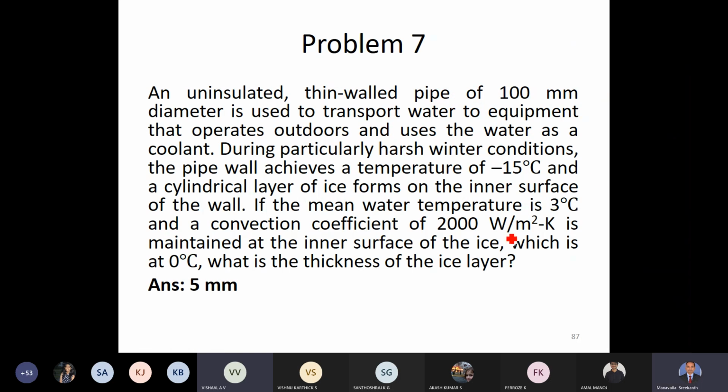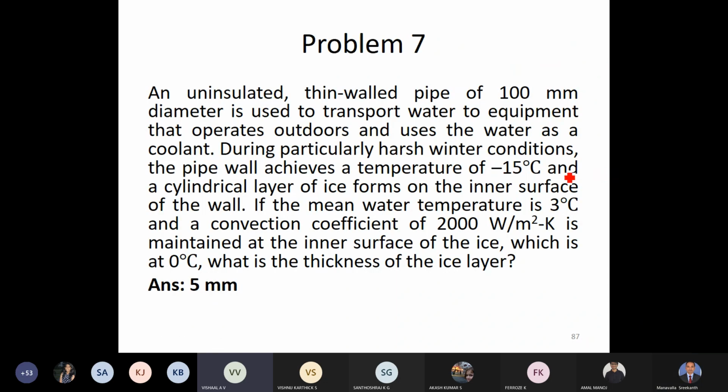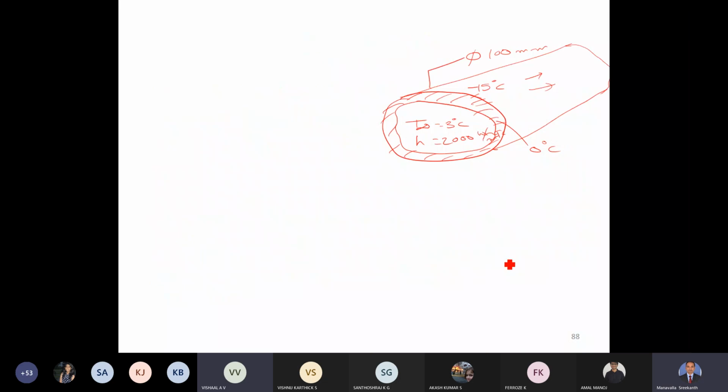Convection coefficient is maintained. So this is given as 0 degrees Celsius. So this is the information given. What is the thickness of the ice layer? What is this thickness?